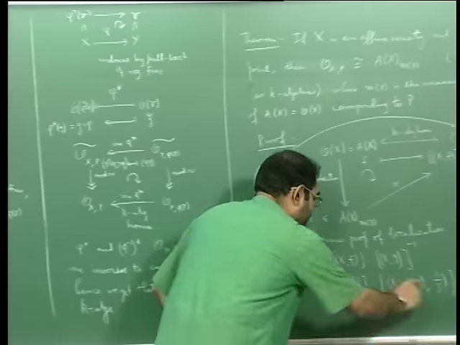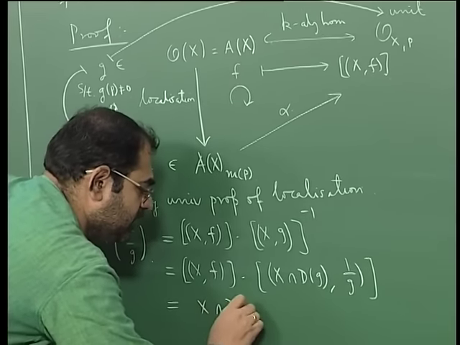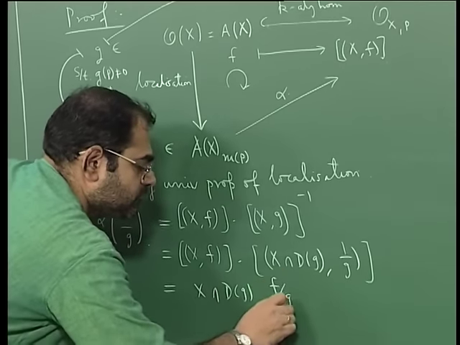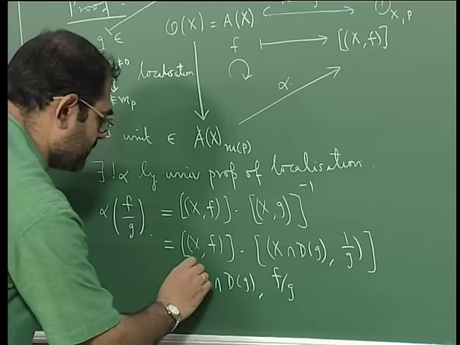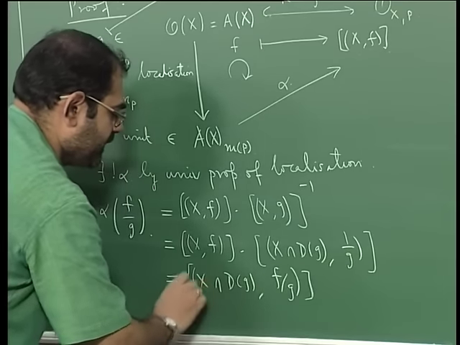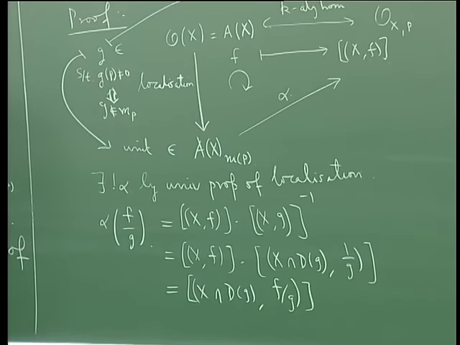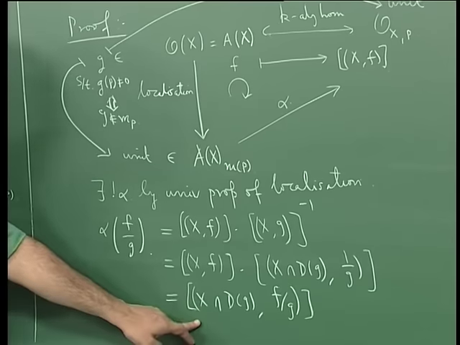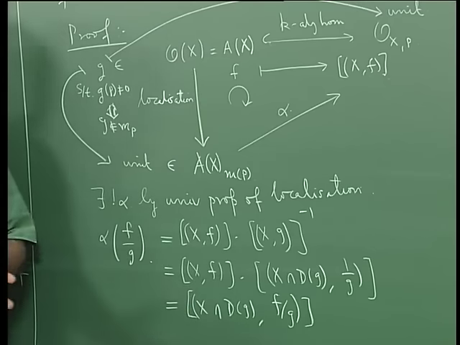So in fact, if you now take the product, you have to take the product on the intersection, so it will be just X intersection D_g, f by g. This is the map, because you see f by g is certainly a regular function on X intersection D_g and it is a germ of this function, so this is the map. Now you can see very easily that this map is both injective and surjective.